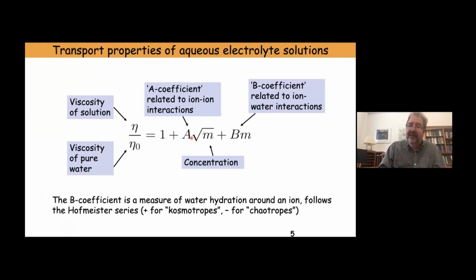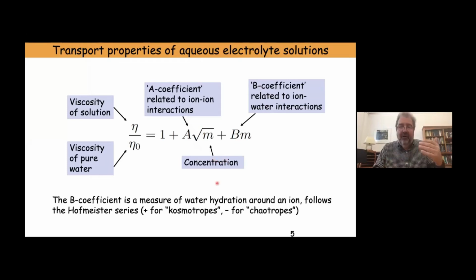And then the first term describing differences between the electrolyte solution and pure water, you have a coefficient A, which is related to ion-ion interactions and the same terms that result in the activity coefficient non-idealities in the Debye-Hückel theory. It's not the same coefficient, but it's related to that. And then this next term, the B coefficient, is related to the ion-water interactions.